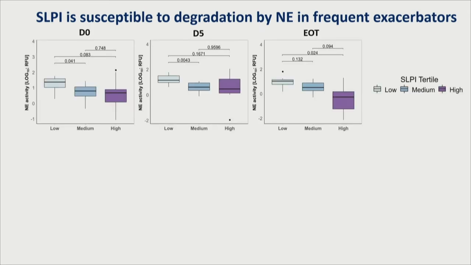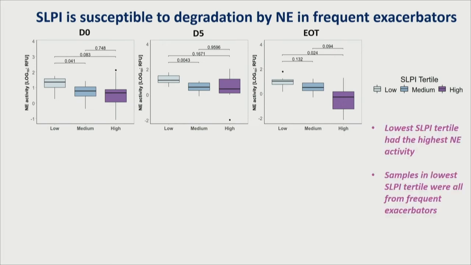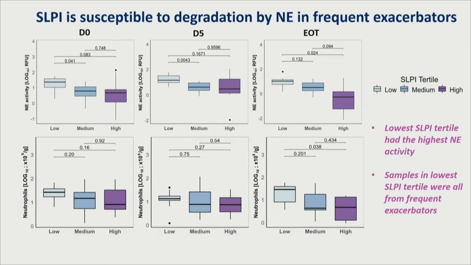And this prompted us to look at the data a slightly different way. We compared elastase activity between SLPI tertiles and found that the tertile with the lowest SLPI levels had the highest elastase activity across all time points during treatment. And interestingly, all samples within the low SLPI tertile were from frequent exacerbators. And this increase in elastase was not simply due to increased numbers of neutrophils in sputum, because we didn't find a difference in neutrophil numbers between infrequent and frequent groups or between SLPI tertiles.